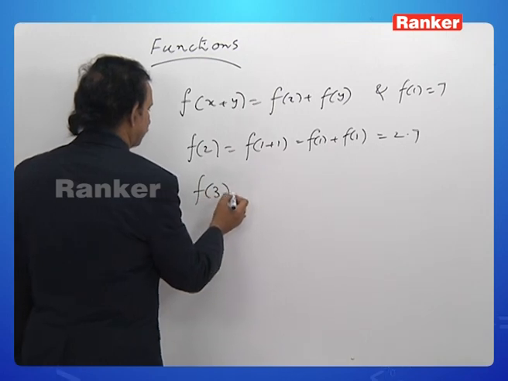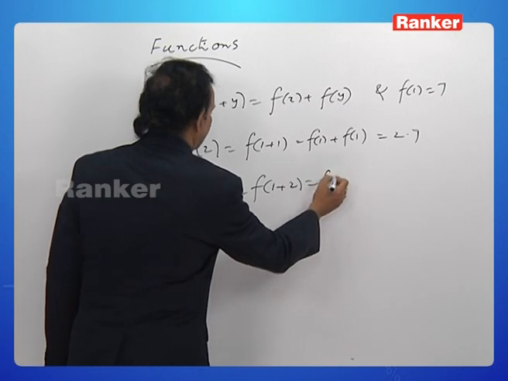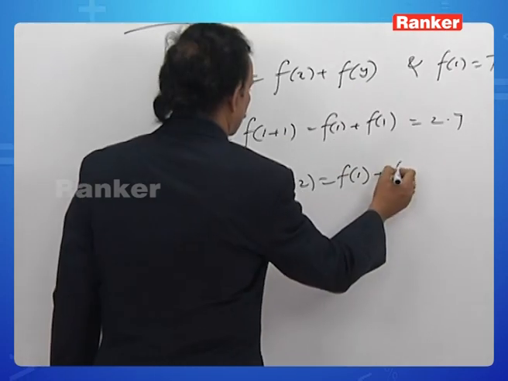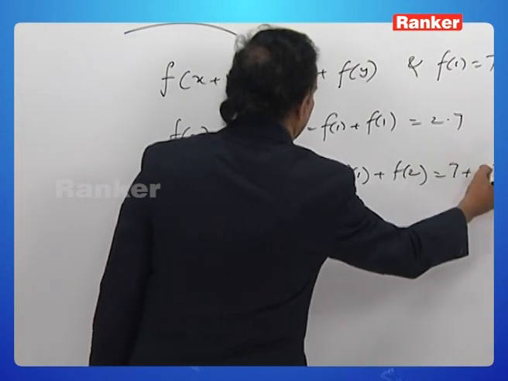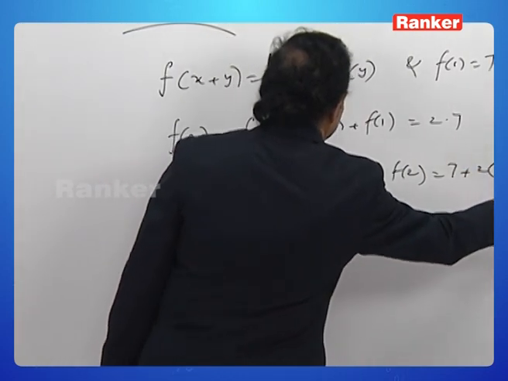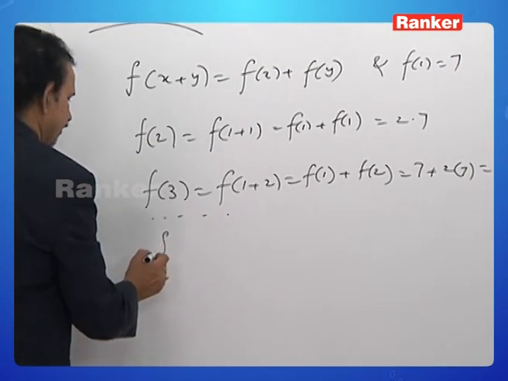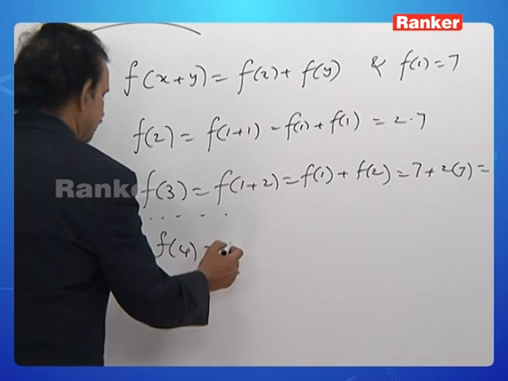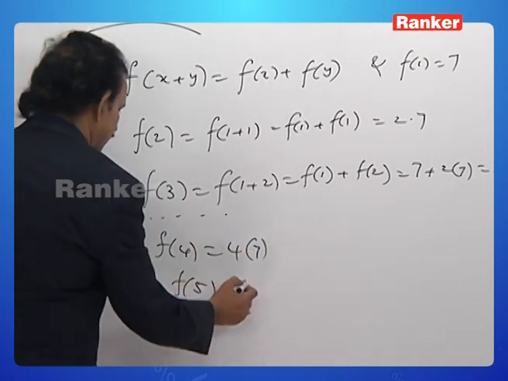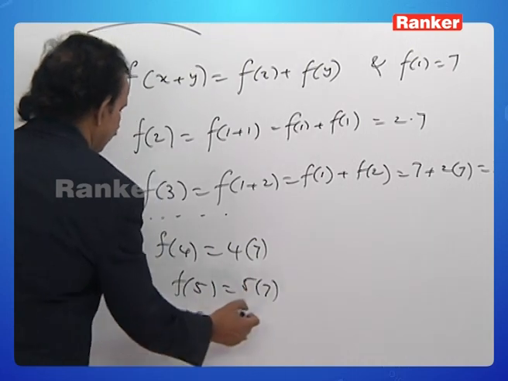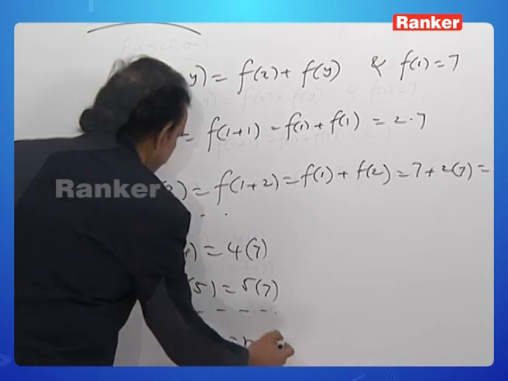What is f of 3? F of 1 plus 2, that is f of 1 plus f of 2. F of 1 is 7. This is 2 into 7. Altogether 3 into 7. Similarly, you can trace that f of 4 is equal to 4 into 7, f of 5 is equal to 5 into 7, and so on. F of n is equal to n into 7.